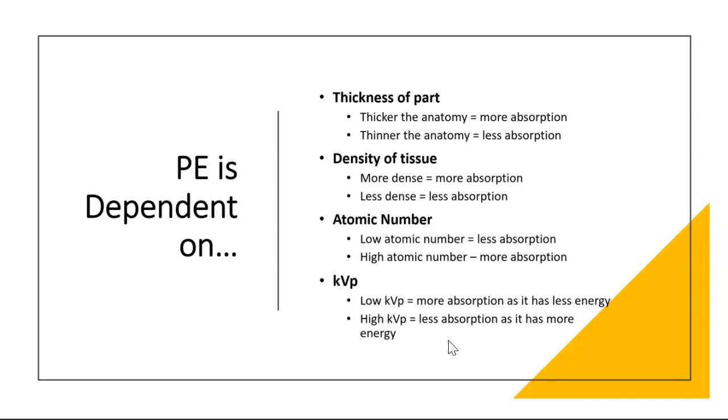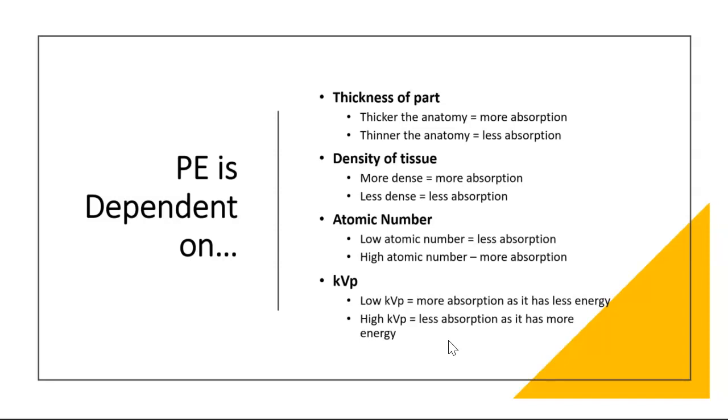So kVp plays a big role with our photoelectric absorption. If we're trying to get through a lumbar spine, let's just say, and we're using 40 kVp, what's going to happen is the kVp, the energy of the photon, is not going to be high enough to make it through the bone and onto your IR.